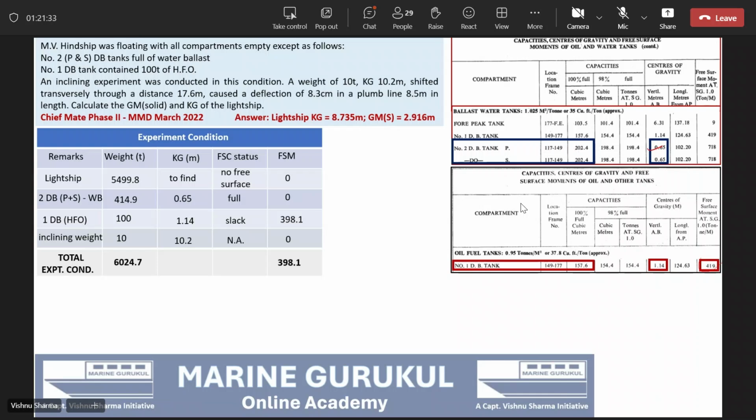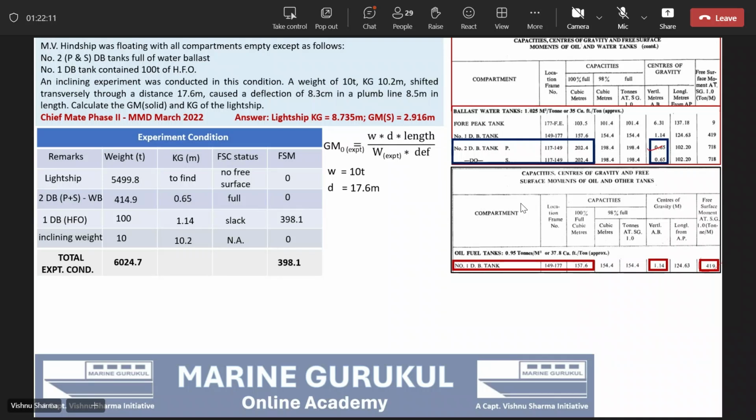So guys, now I have GM0 in the experiment condition. We'll use this formula, correct, guys? Small w into d into length upon W experiment into deflection, correct? Correct, sir. How much is small w in this question? Please tell me the value. 10 tons. What is small d in the question? 17.6. Very good. 17.6 meters.